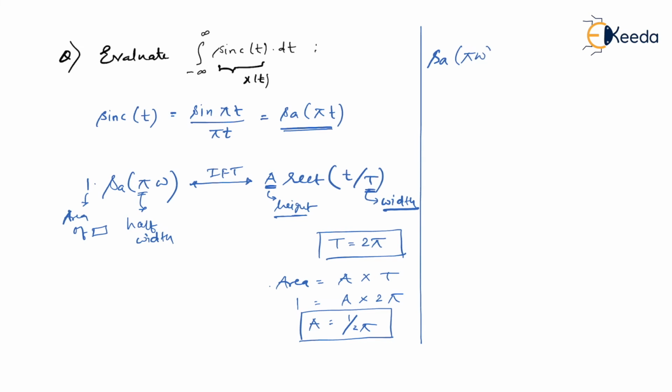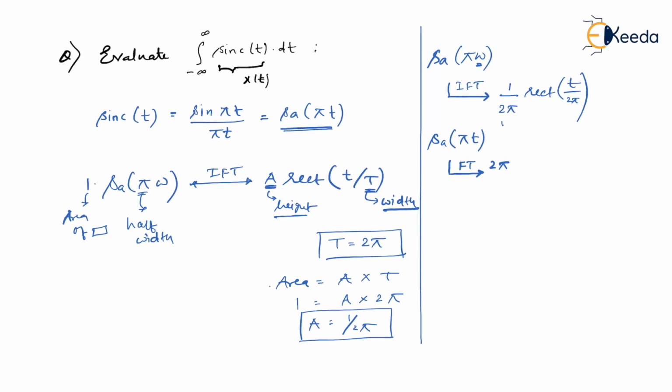Finally, I would say sampling pi of omega has inverse Fourier transform as 1 upon 2 pi, a rectangular function of t upon 2 pi. Is that right? I'm not looking for sampling function of pi omega, I'm looking for sampling function pi t. So what I'll do over here, I'm replacing omega with t, and now I'm trying to get a Fourier transform, and you know very well how to get it.